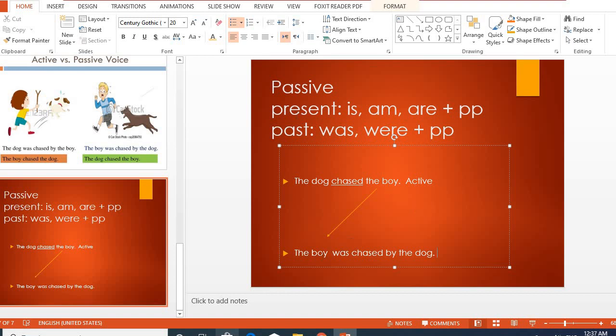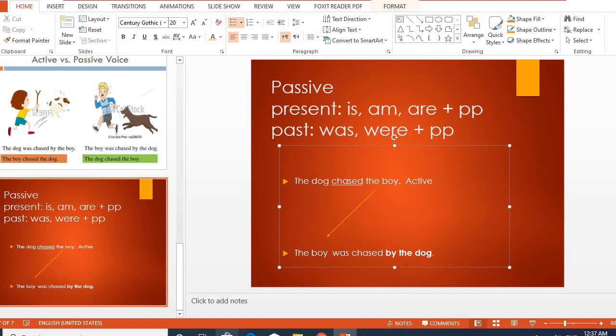So, number 1. Take the object, put it at the beginning of the sentence. Change the verb. If your verb is in the present, add is or am or are, and then add the verb in the past participle. If your verb is in the past tense, add was or were, and then add your verb in the past participle. And then write the preposition by, and then add the subject at the end.